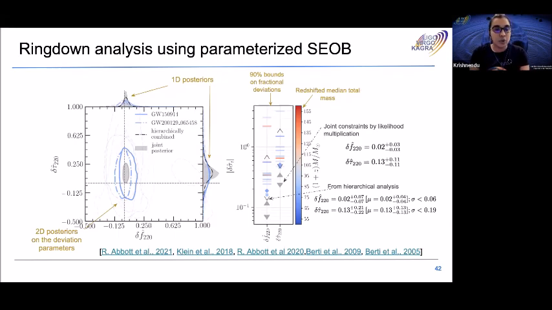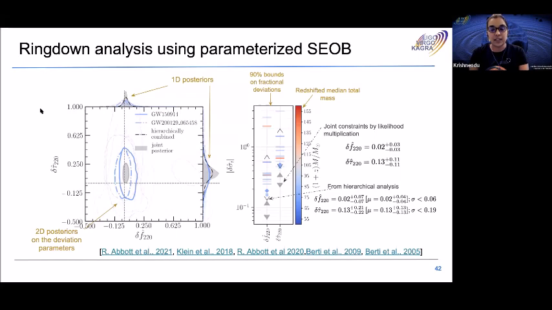And the dot-dash lines here again represent the hierarchically combined results, and you get this gray distribution when we combine the results using likelihood multiplication, or assuming equal deviation for all the events analyzed. And on the right plot, the 90% bounds on these fractional parameters are shown separately, highlighting each event, also representing both the joint constraints obtained by likelihood multiplication as well as hierarchical analysis.